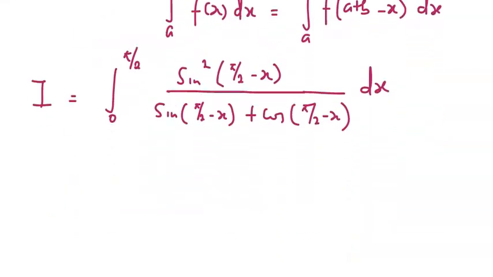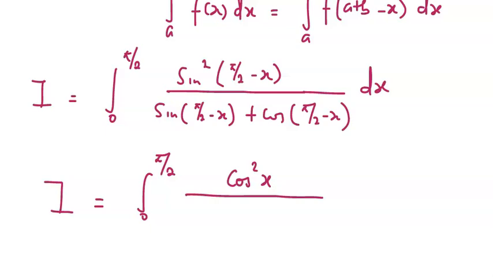So here we're going to have I equal to the integral from 0 to pi by 2. Up there we have the cosine of x squared, right? Because the sine of pi over 2 minus x will give us the cosine of x. So this is going to be the cosine squared of x. Then divided by, here, sine of that angle will give us the cosine of x plus the cosine of this angle will give us the sine of x. And then we have our dx.